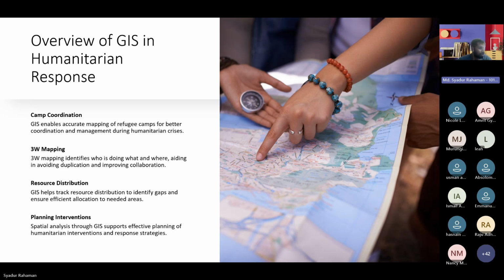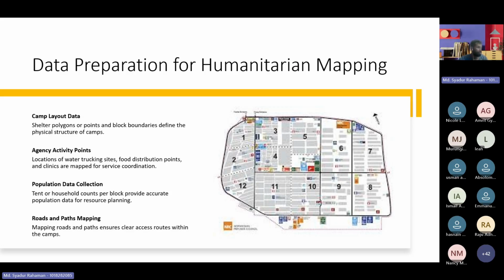The second thing is resource distribution, because this helps to track where a resource is located and identify gaps where the resource is needed. Based on this information, you could plan for further improvement. So what kind of data preparation is needed? One thing needed is the camp level layout data, the area of the camp boundary, and the camp block level or sub-block boundary.